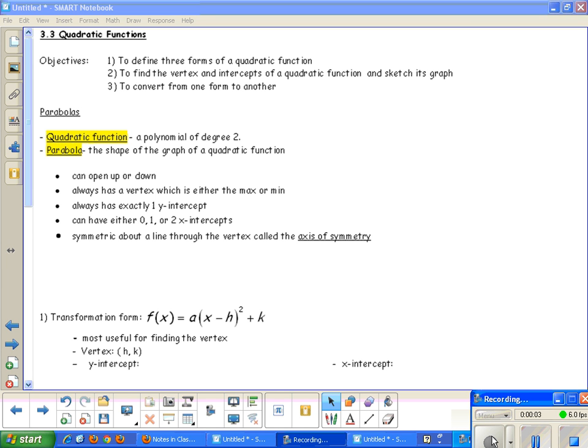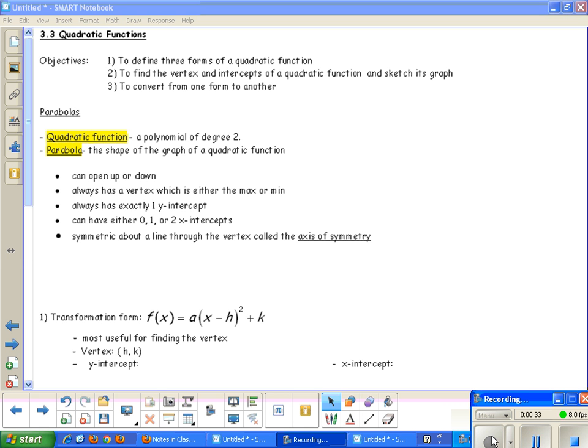Section 3.3 Quadratic Functions. Our objectives are to define the three forms of a quadratic function, to find the vertex and intercepts of a quadratic function and sketch its graph without using a graphing calculator, and to convert from one form to the other. The first thing we want to talk about is the quadratic function. Remember, a quadratic function is a polynomial of degree 2. Also, the shape that our quadratic function makes is a parabola shape, which kind of looks like a U.